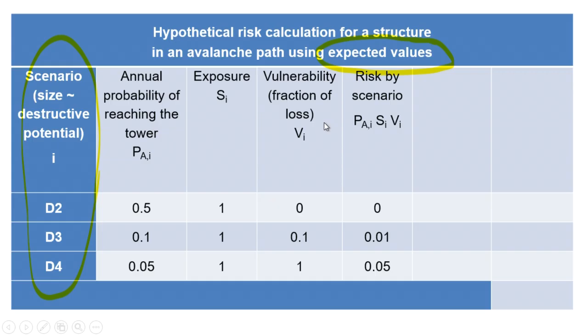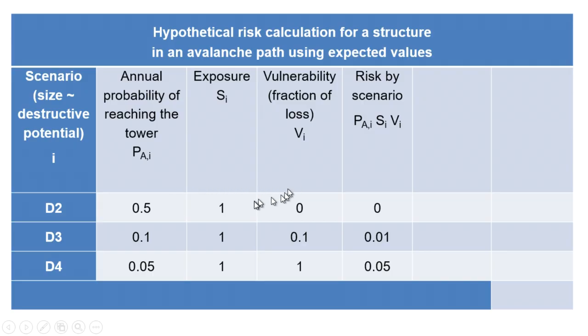The vulnerability is the fraction of loss. For a size D2 avalanche, it doesn't do any damage. A size D3 avalanche will do about 10% damage to the structure, and a size D4 avalanche will destroy the structure. Now we can calculate the risk for each of these avalanches by multiplying the annual probability times the exposure times the vulnerability.